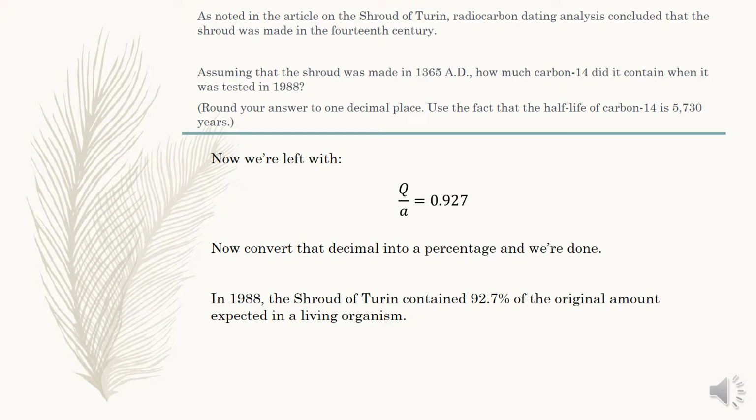Now I need to convert that into a percentage because that's going to tell me the percent of carbon-14 that was remaining. So moving that decimal 2 places to the right, that tells us that in 1988, the Shroud of Turin contained 92.7% of the original amount of carbon-14 expected in a living organism.